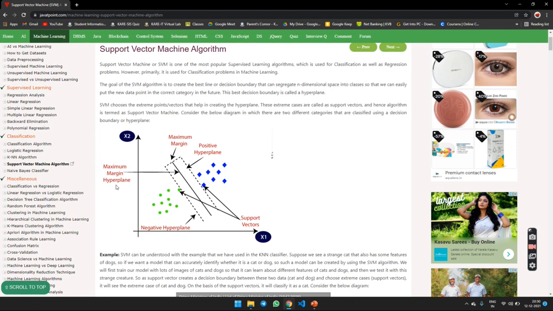This is the maximum margin hyperplane. This is the positive hyperplane, this is the negative hyperplane, and these are the support vectors. In the middle is the maximum margin.